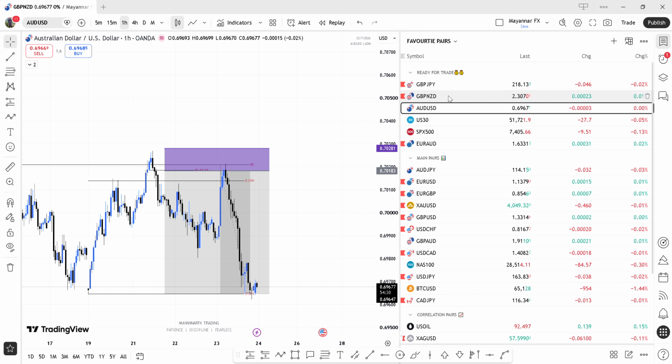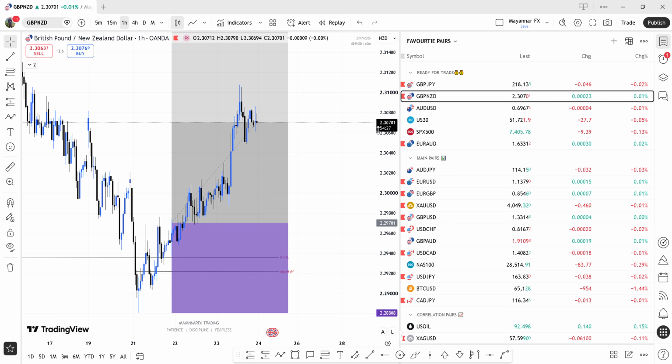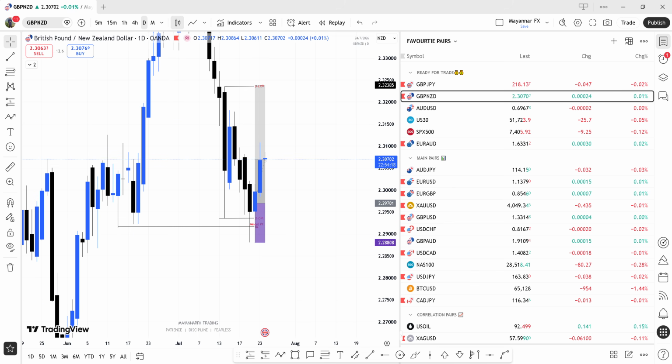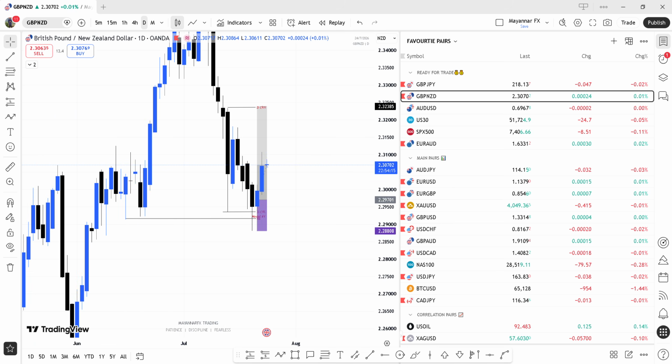Like this one, it's not really doing so well the way I want it. Okay, this one is doing well. I just hope it hits TP2. This is how I got the entry of the trade, the same way as the other one.